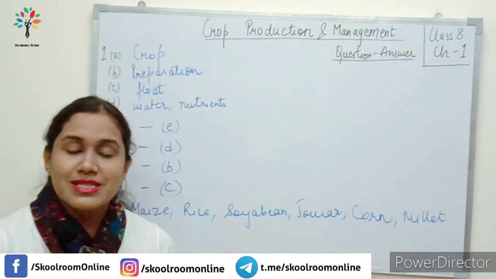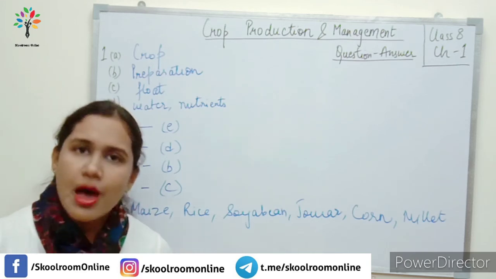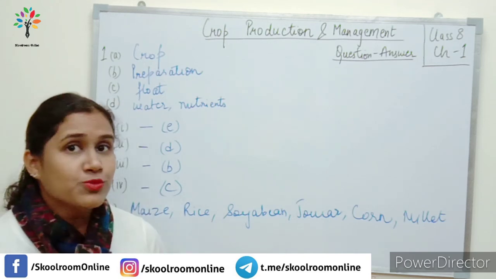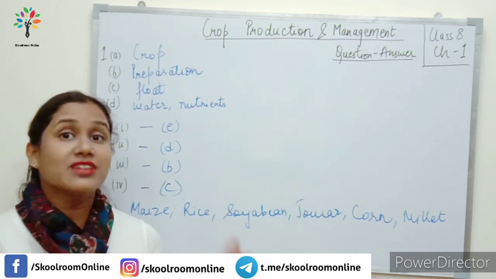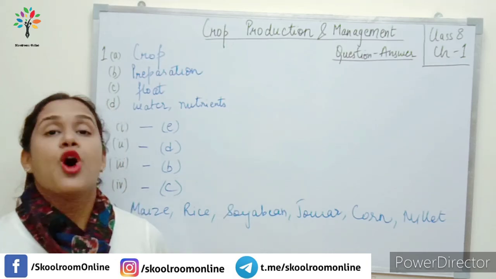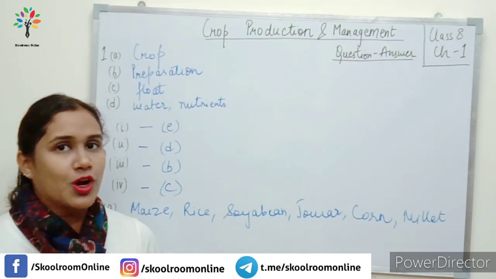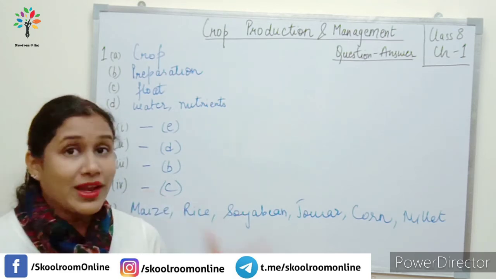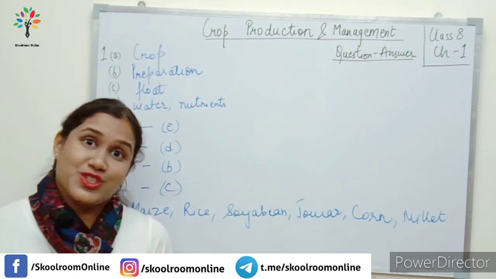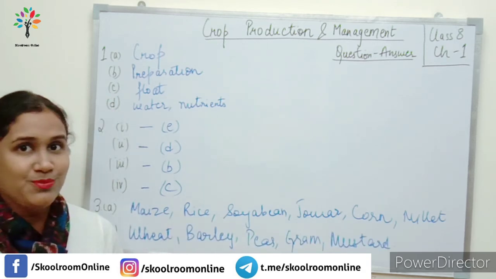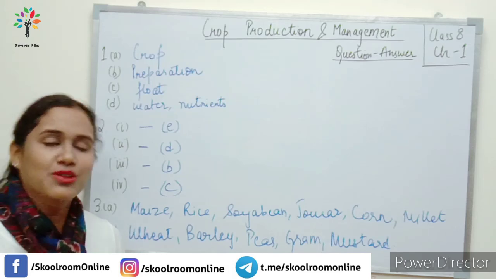The second part says, give 2 examples of rabi crops. Again, we can take the examples from match the following. Apart from those, you can also write wheat, barley, mustard, peas, gram. All these are examples of rabi crops. You can add your own examples also, because there's no one correct answer to this question. Fine. Now moving on to question number 4.